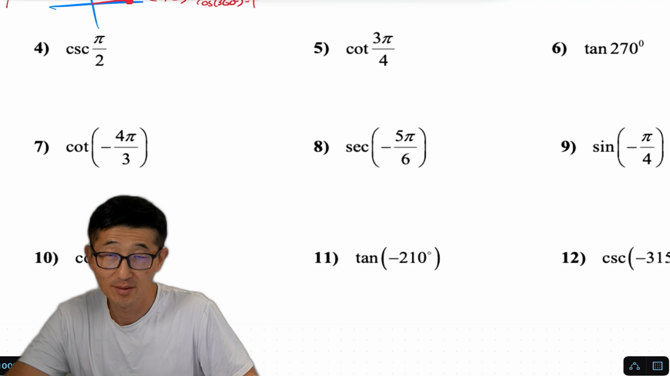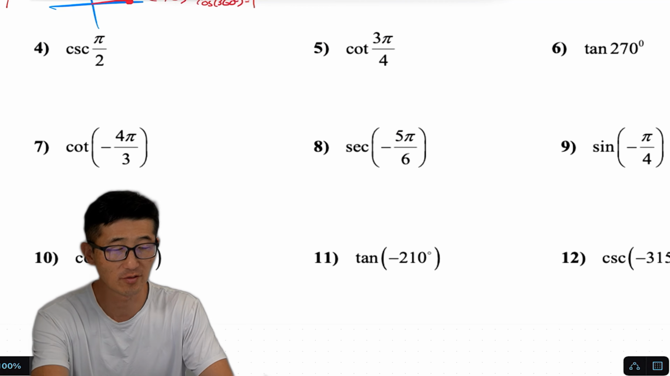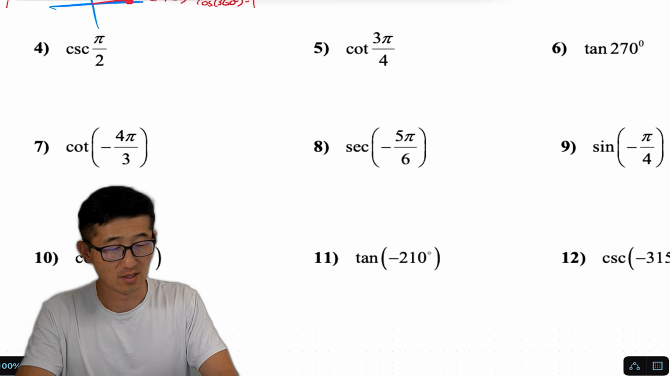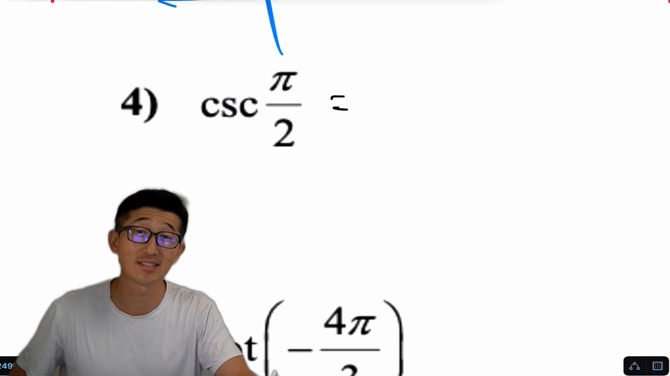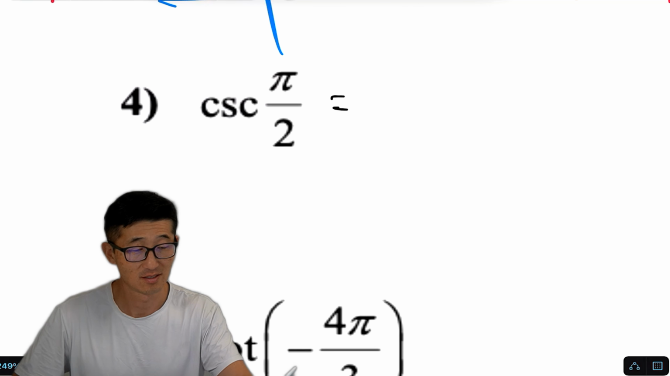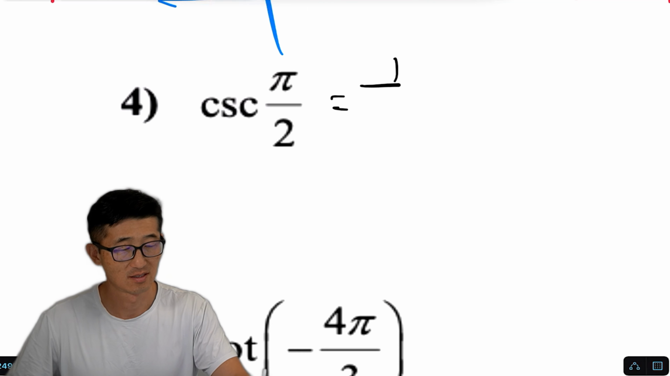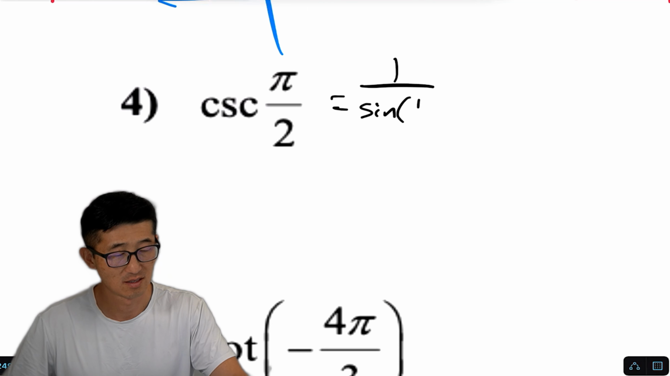Okay. Back to the program. Cosecant pi over 2. Wait, we're not done. How can you not be done? That does not make sense. -1. Rise over run, -1 over 0.